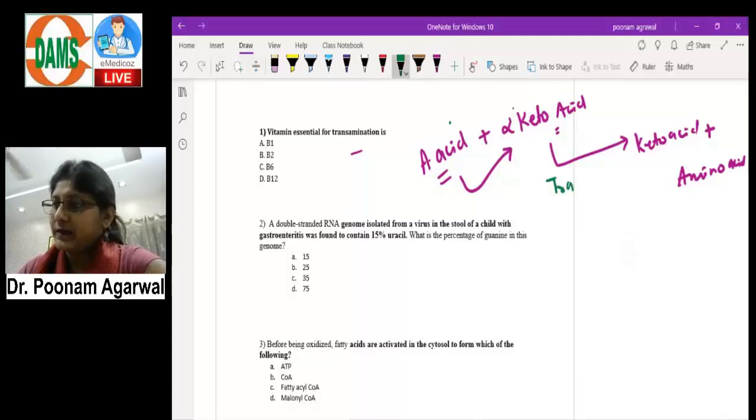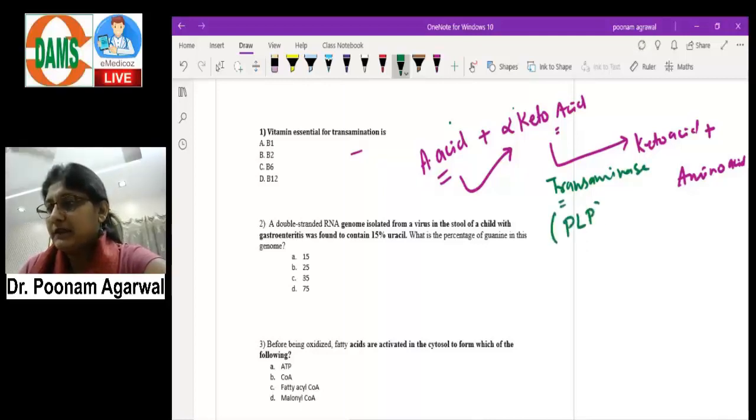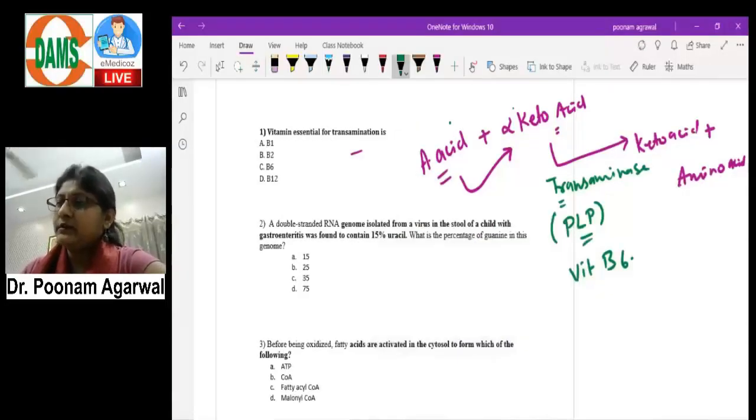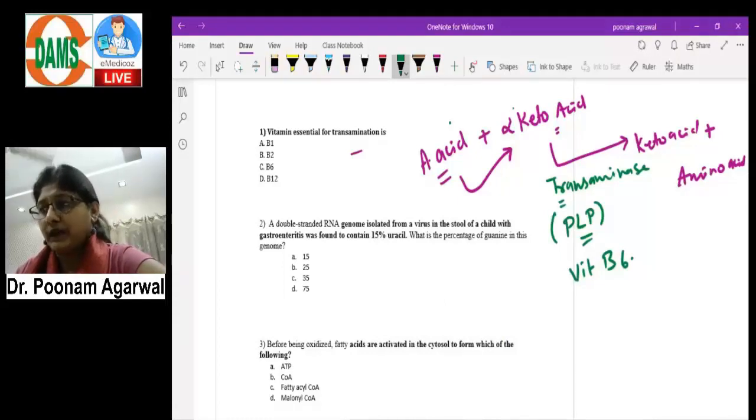This is catalyzed by transaminase enzyme. This enzyme needs PLP. PLP is pyridoxal phosphate. What is pyridoxine? Pyridoxine is vitamin B6. So pyridoxal phosphate is active form of vitamin B6, right? So the PLP is required. Without it, this transamination will not occur.